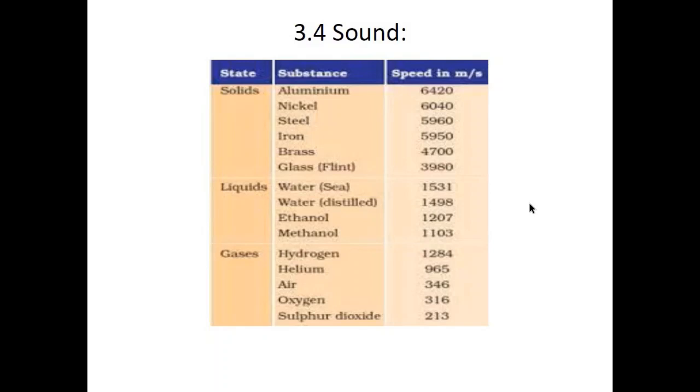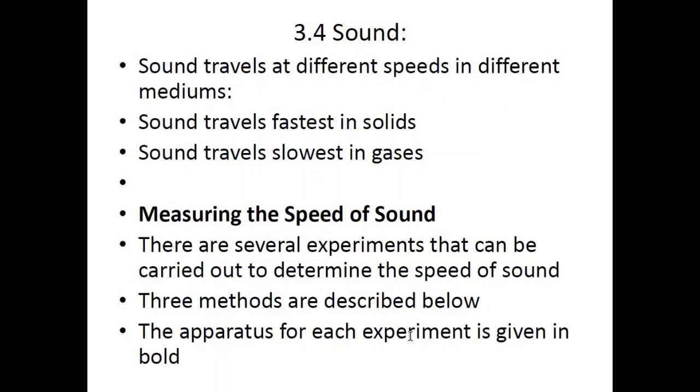In different materials, sound travels differently. The speed of sound is greatest in solids, then liquids, and then gases. This is a little table to show you the comparison. As you can see, a solid has the highest speed, 6,420 meters per second, whereas a gas, sulfur dioxide, has the lowest speed, just 213 meters per second. Sound travels at different speeds in different media, the fastest in solids and the slowest in gases.